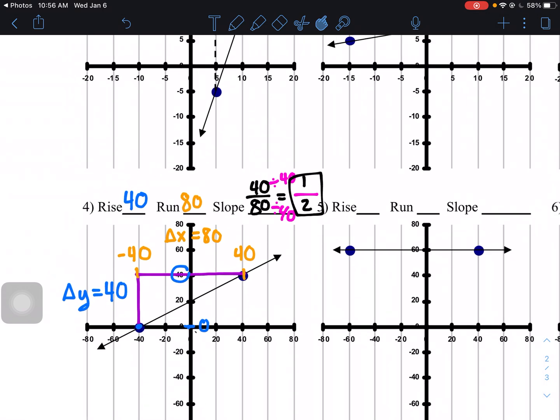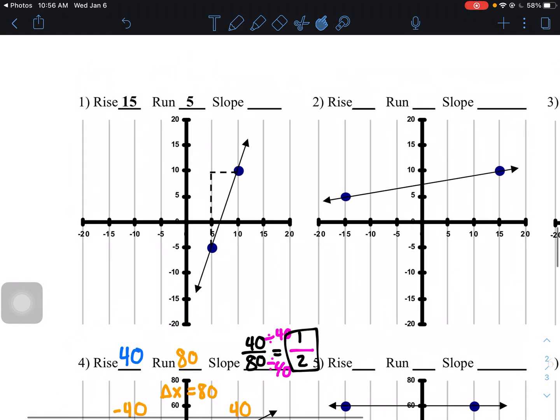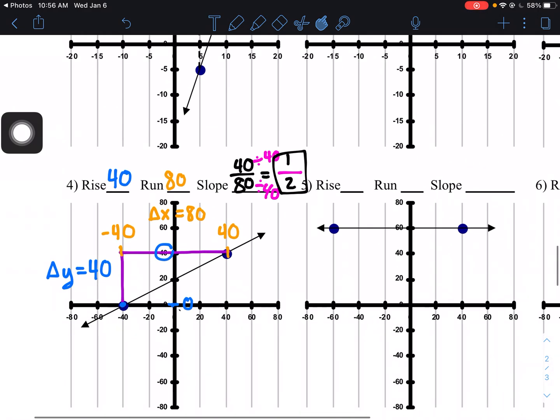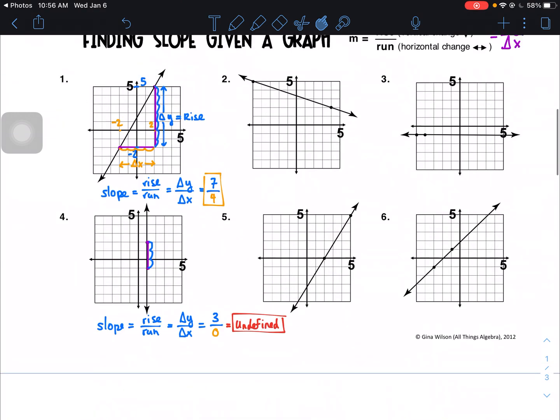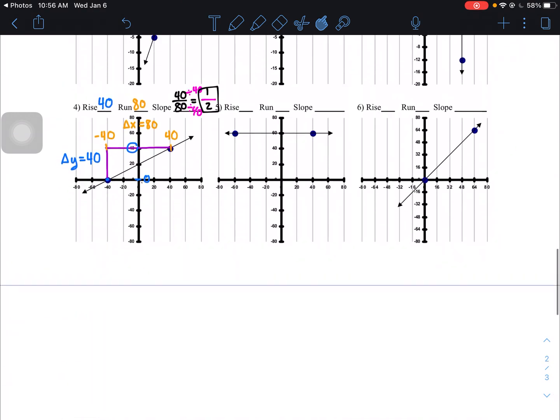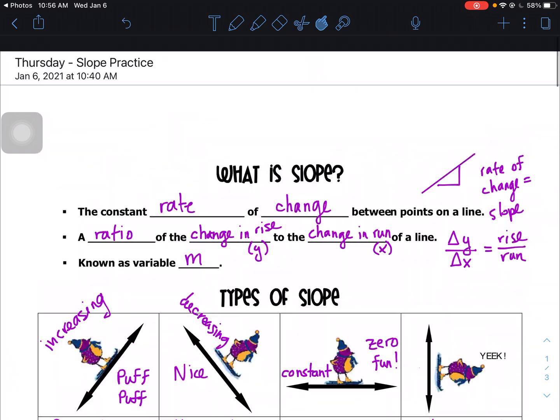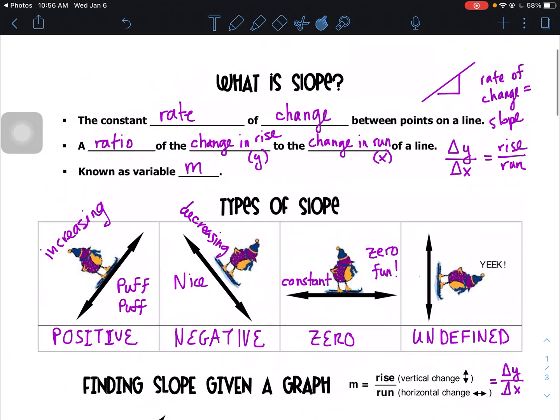Okay. This one, they already gave you a slope triangle, and they gave you the rise and the run already as well. So your job for the rest of today is to find the slope for the rest of these lines. And please let us know if you have any questions or need help with anything.